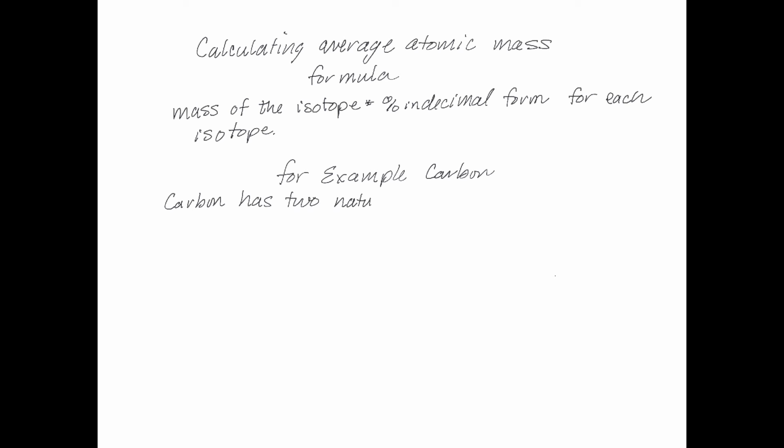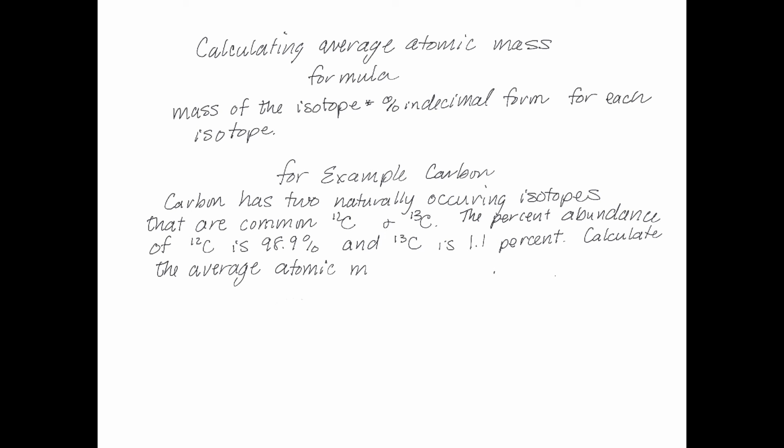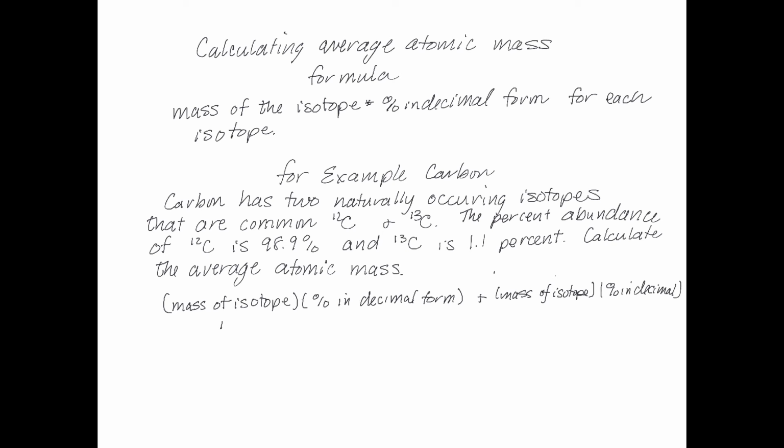So carbon has 2 naturally occurring isotopes, which are carbon 12 and carbon 13. The percentage abundance of carbon 12 is 98.9%, and for carbon 13 it's 1.1%, and we're going to calculate the average atomic mass. So again, we're going to take the mass of the isotope times its percentage in decimal form, plus the mass of the isotope times its percentage in decimal form. So 12 times 0.989 plus 13 times 0.011, and we get 12.011, which is what we see on the periodic table.